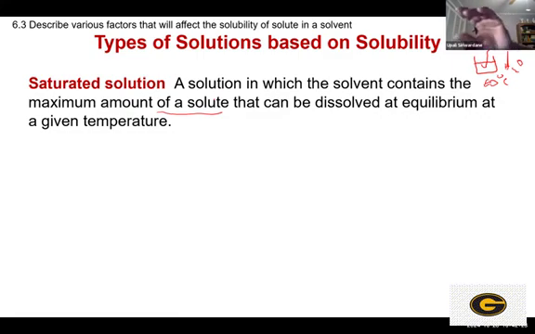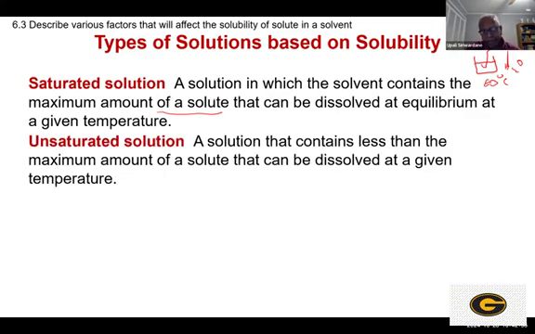Solubility can be calculated by the amount of sugar in grams divided by the amount of water in the solution. Unsaturated means before that saturation point is reached, there's less than the maximum amount of the solute. Exactly the maximum amount is saturated. Less than the maximum amount is unsaturated.